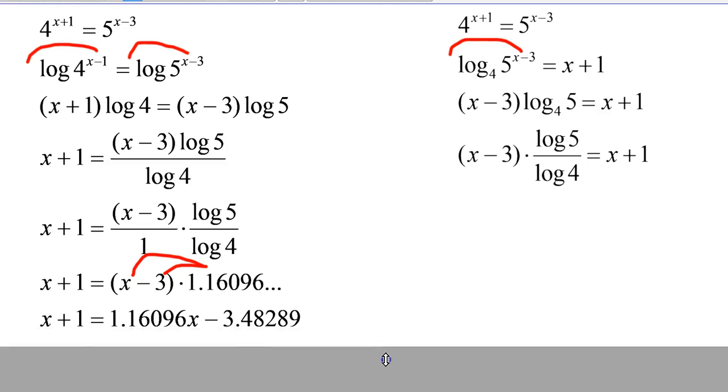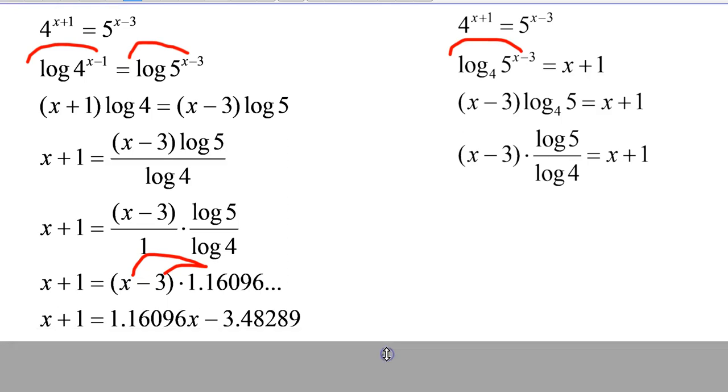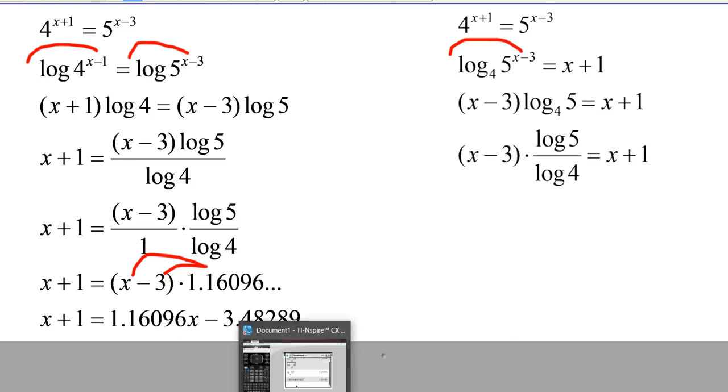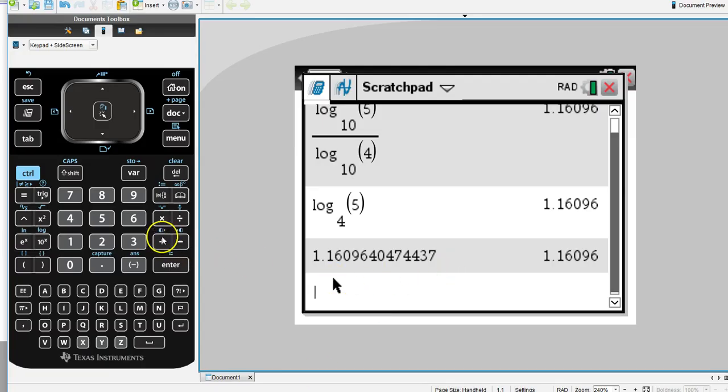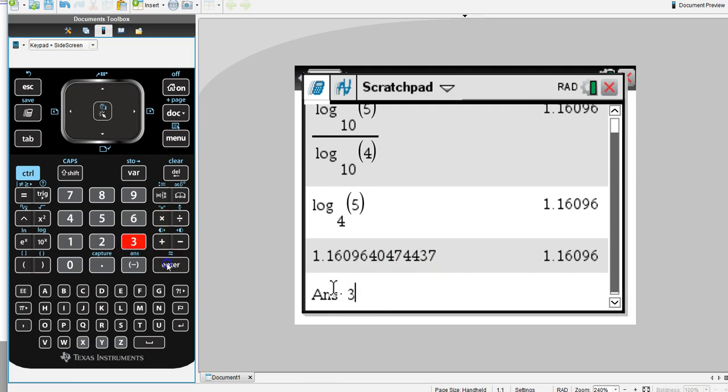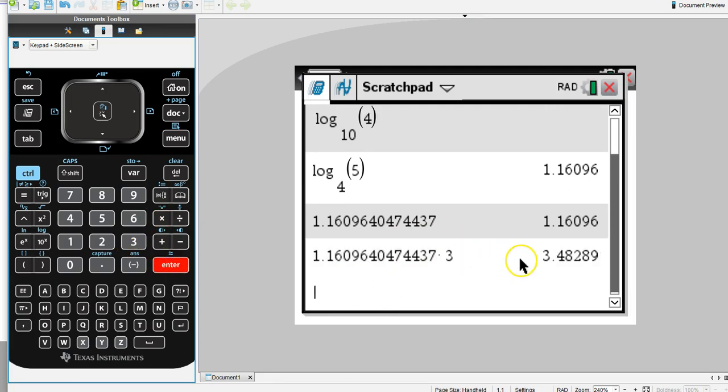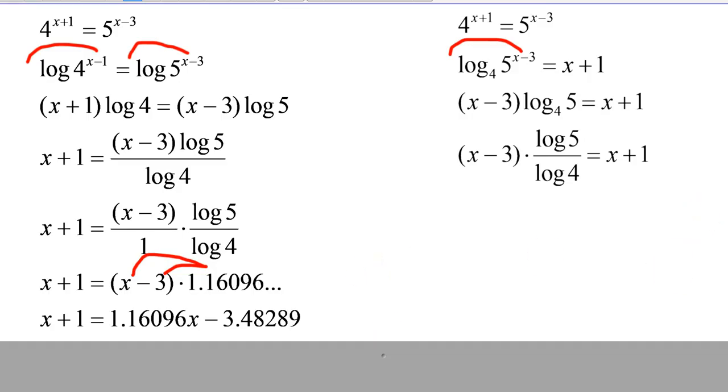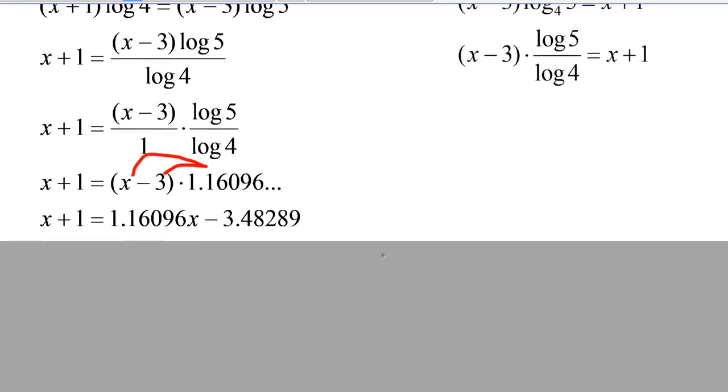So after I've distributed, I get this number. And I'm going to go ahead and do this on the calculator as I go. So I am multiplying this times 3. Notice I'm not rounding the number as I go. I'm just taking the previous answer times 3. So, back and forth.